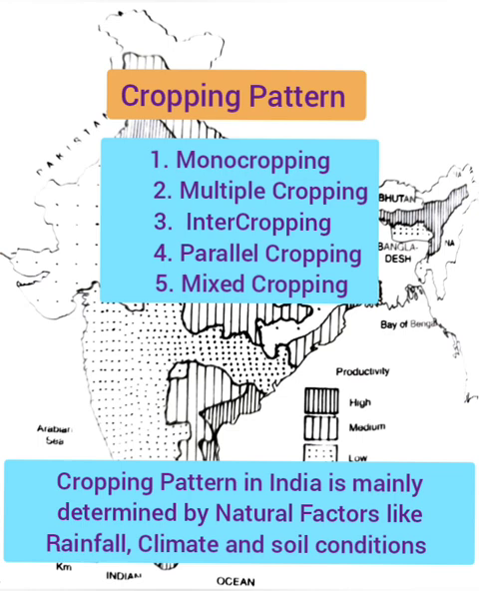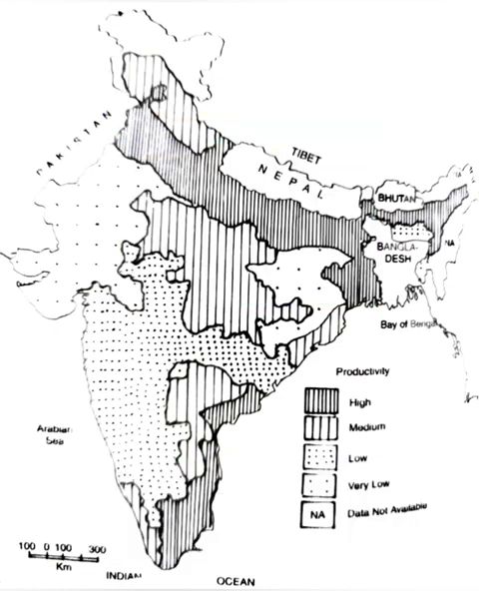Intercropping, growing two or more crops simultaneously on the same piece of land in a definite row arrangement and in a fixed ratio. Parallel cropping means cultivation of such crops which have different natural habits and zero competition with the other crops. Mixed cropping means cultivation of two or more crops simultaneously without definite row arrangement and ratio.